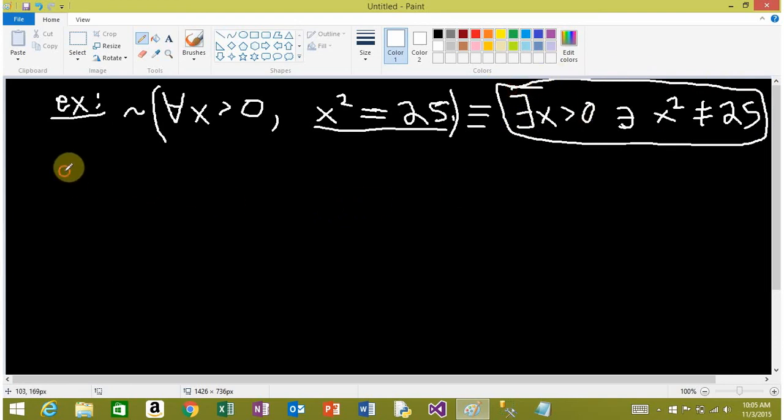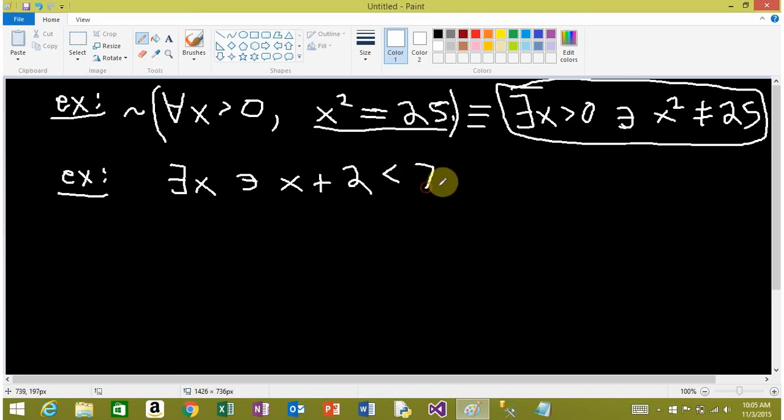So let's look at another example. Let's say we wanted to do there exists an x such that x plus 2 is less than 7. There exists an x such that x plus 2 is less than 7.